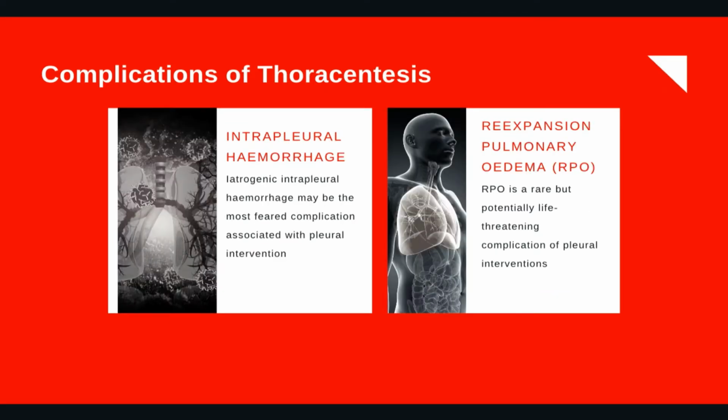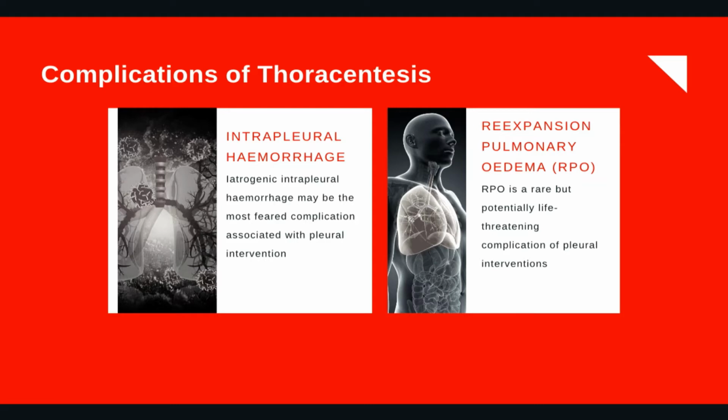The third complication is intrapleural hemorrhage. This may be recognized through hemodynamic decompensation, drainage of newly blood-stained pleural fluid, or increasing pleural collection post-intervention. Iatrogenic intrapleural hemorrhage may be the most feared complication associated with pleural intervention, either through damage to the underlying viscera, heart, great vessels, and lung, or more commonly, the intercostal vessels.